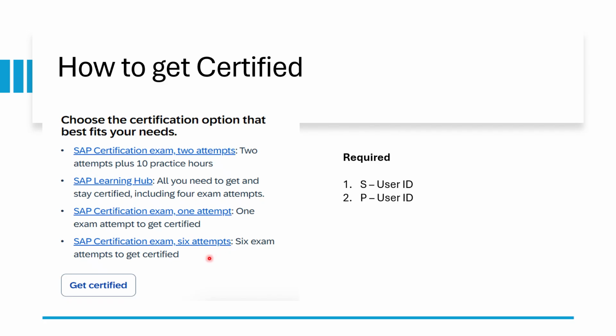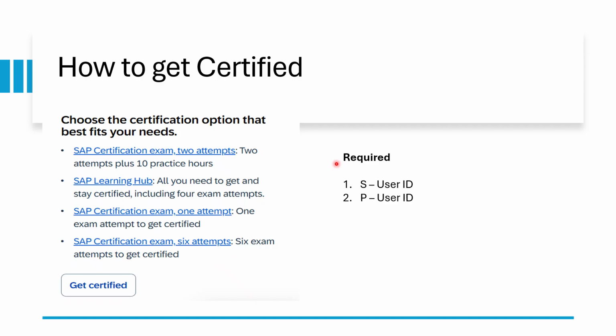When you take up an exam, either you pass or fail, that attempt is done. If you pass, then obviously you have one more attempt to take up any other examination. The pricing for all these attempts is different. For two attempts, there is a different pricing, and for six attempts, it's a different pricing. Now, how can you book this exam?